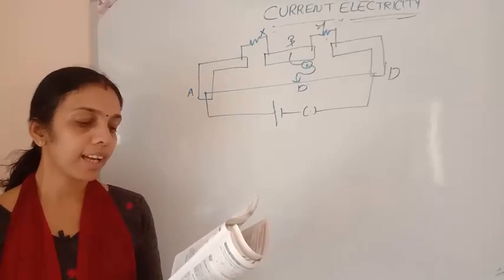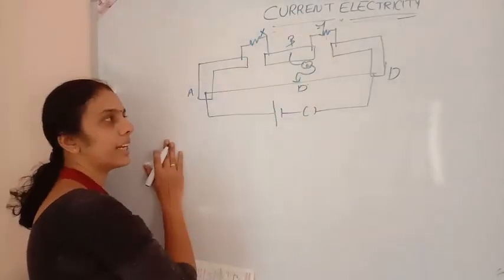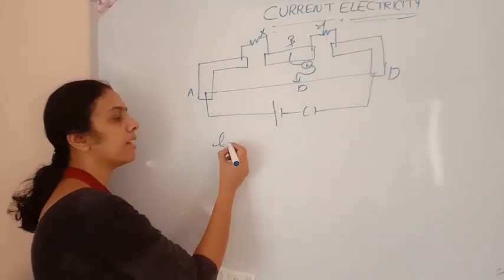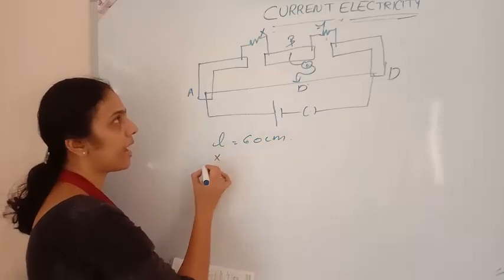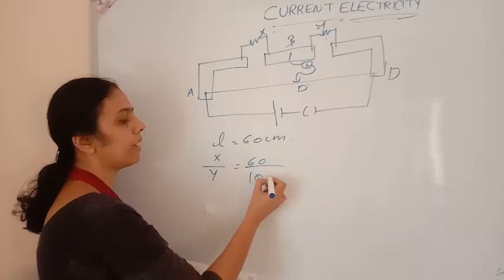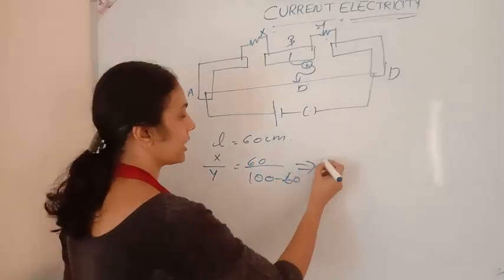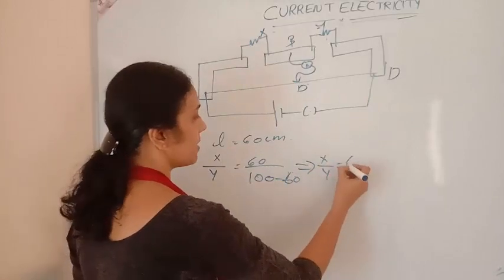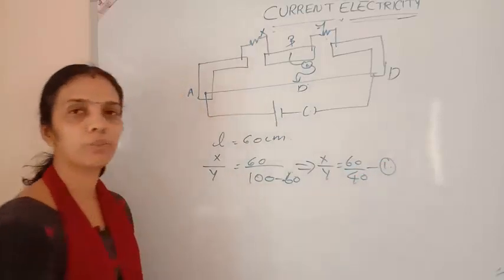So here the null point is found to be 60 centimeter away from the end A with X and Y positions as shown. So if X and Y are connected like this, null point is 60 centimeter. That means X by Y will be equal to 60 divided by 100 minus 60. That is X by Y equals 60 divided by 40. Okay, this one we got.